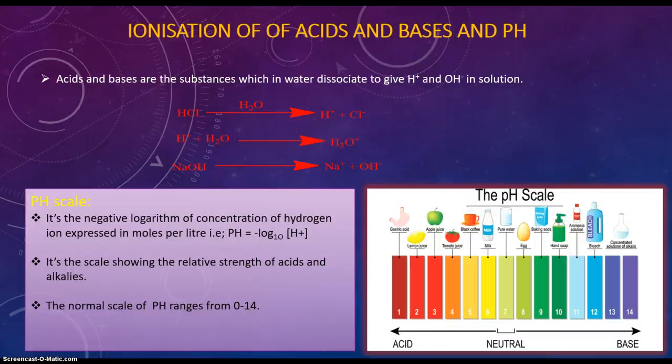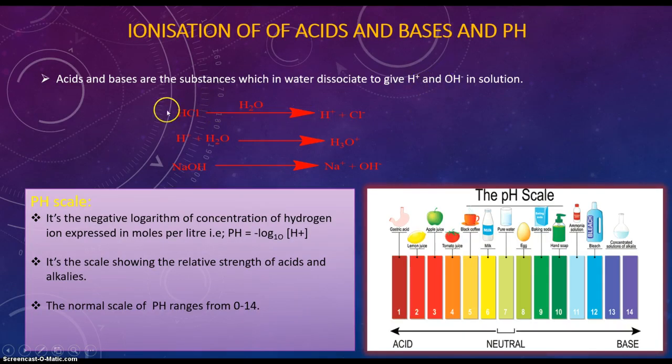Now we will discuss the ionization of acids and bases and the concept of pH. So first of all, acids and bases are the substances which in water dissociate to give you H plus and OH minus in solution. As I have already discussed in the first slide, acids are the substances that used to give H plus or proton, and bases are the substances that used to give OH minus or hydroxyl ion in solution. And by the property of this, we could easily identify the presence of acid or base in a solution, right?